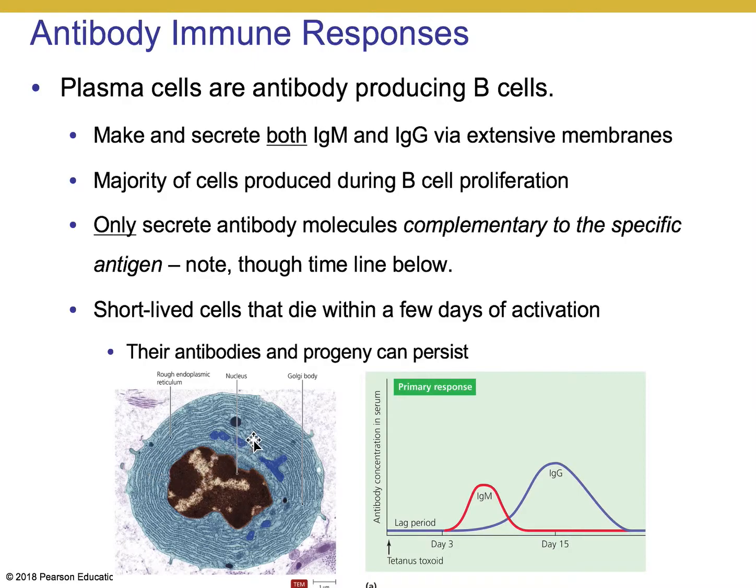The antibodies they secrete are all complementary to the specific antigen, but let's take a look at this timeline here. Some of the antibodies, the ones produced first, takes about 3 days though for this to get off the ground. IgM, those pentameric, those large ones that interact with the complement system, are produced first, and it's really about day 15 by the time we get an appreciable peak in the IgGs.